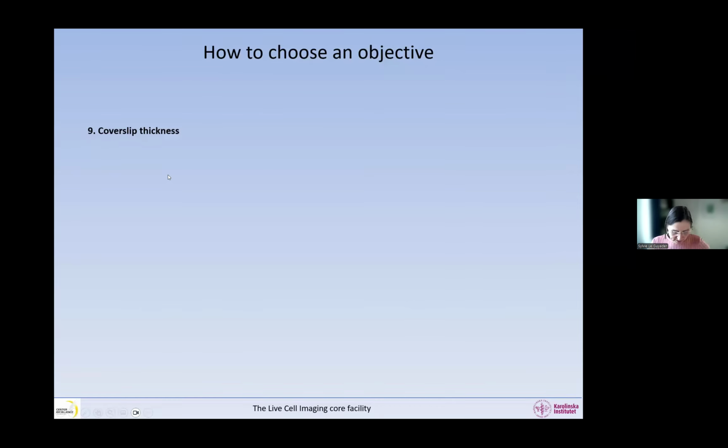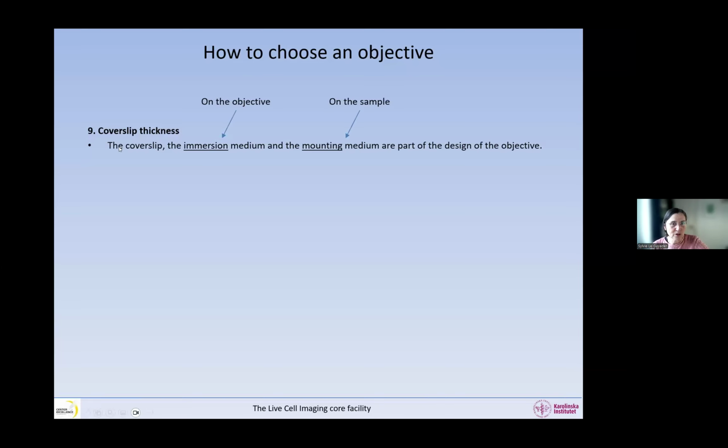So another thing that we have to think about is the cover slip thickness, which is part of the design of the microscope. So the cover slip, the immersion medium, which is the one we put on the objective, and the mounting medium, which is the one you put on your sample, are part of the design of the objective. So the manufacturers have to assume some things about your experiment when they design the objectives, and they assume a number of things.